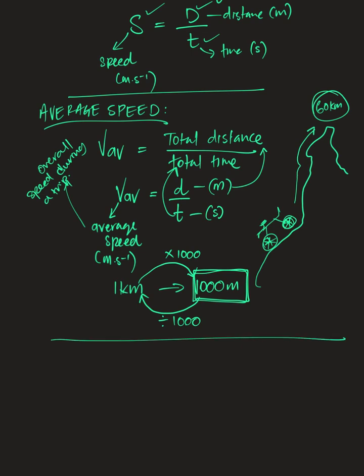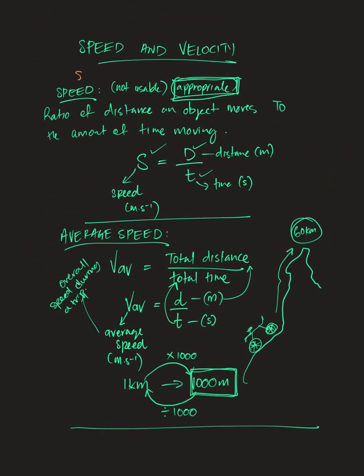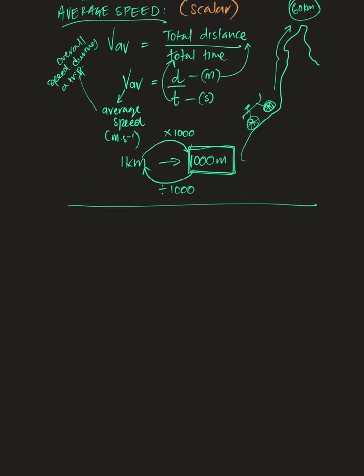Right, let's look at the next one. Just gonna change colors here to another color. All right, so the next thing we're looking at is the term velocity. All right, so let's just remember two things here. Speed is a scalar, so it only needs magnitude, whereas average speed is also a scalar. It also needs magnitude. The next thing we're going to look at is called velocity.